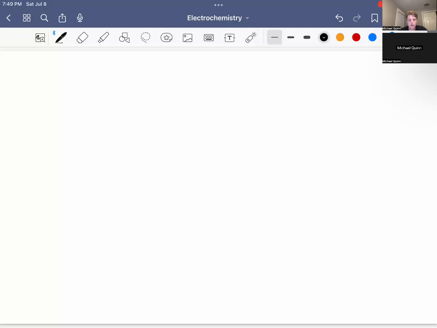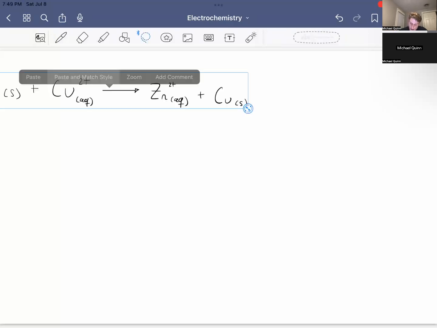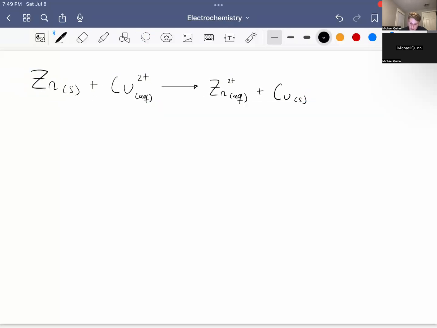In this video, I'm going to show how to use the Nernst equation to calculate Ecell for a given reaction. So if we are met with this reaction, zinc solid plus copper 2 plus aqueous goes to zinc 2 plus aqueous plus copper solid, how can we use the Nernst equation to calculate Ecell?